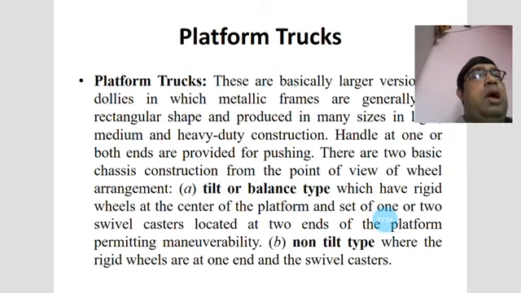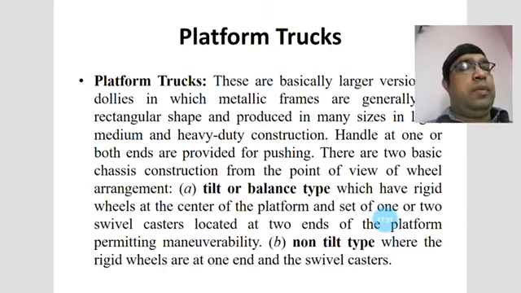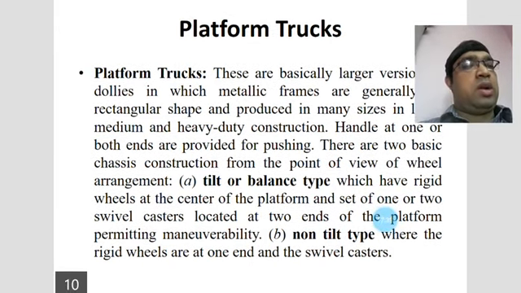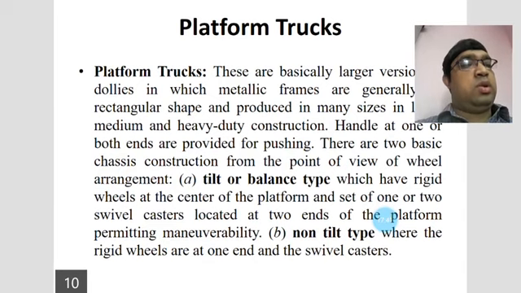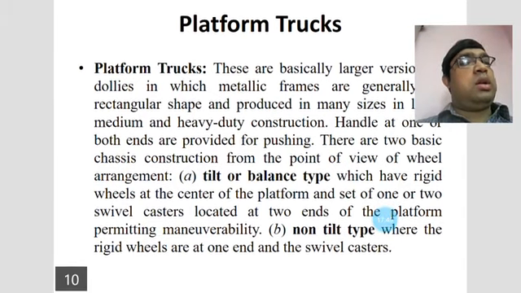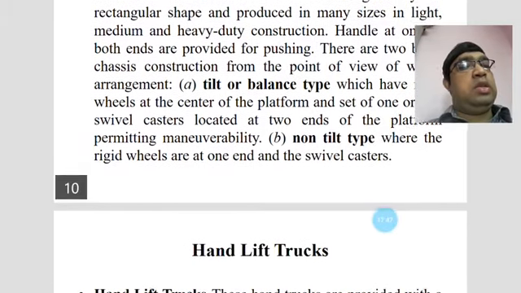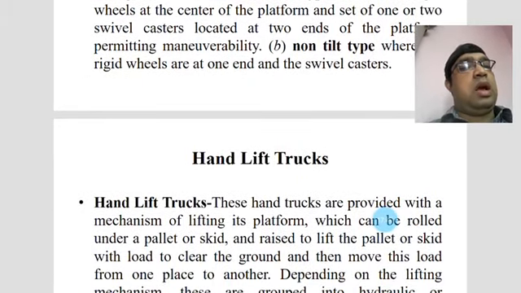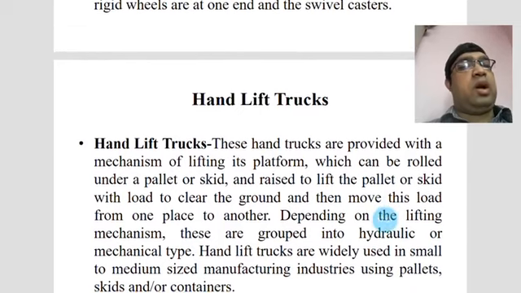The platform trucks are used according to different types of platforms, like at a railway station or an airport, where platform trucks are available and you transfer your materials using them. The non-tilt type is also available as a platform truck. And hand lift trucks are also available.